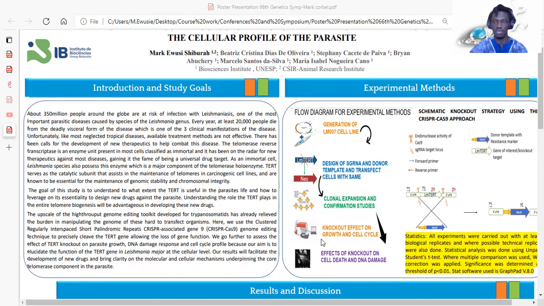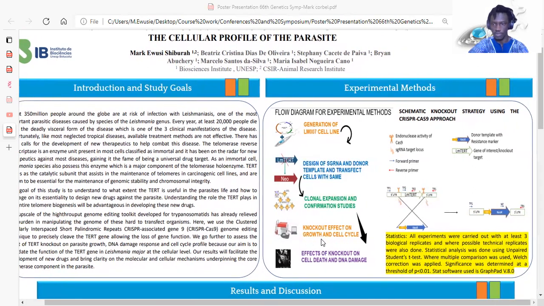It is known that the telomerase reverse transcriptase gene helps in genomic stability and chromosomal integrity. So using the CRISPR-Cas9 approach, we do loss-of-function studies, and here we show some of the key methods employed in the study. We first generated Leishmania cell lines that were constitutively expressing the Cas9 gene and the T7 RNA polymerase gene.